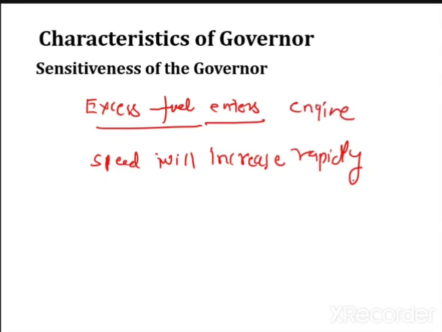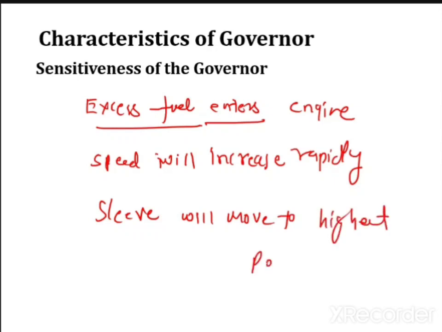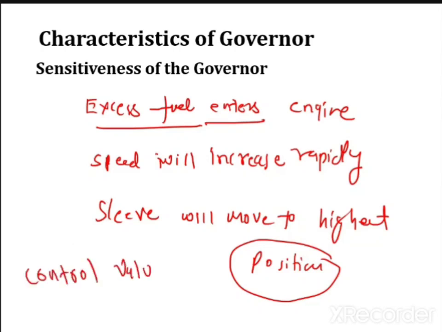Now, when the speed increases rapidly, again what will happen? Again, the sleeve will move to the highest position. Now what will happen? When the sleeve moves to the highest position, again the control valve will close. The control valve closes, which means what? It will cut off the fuel supply, right?